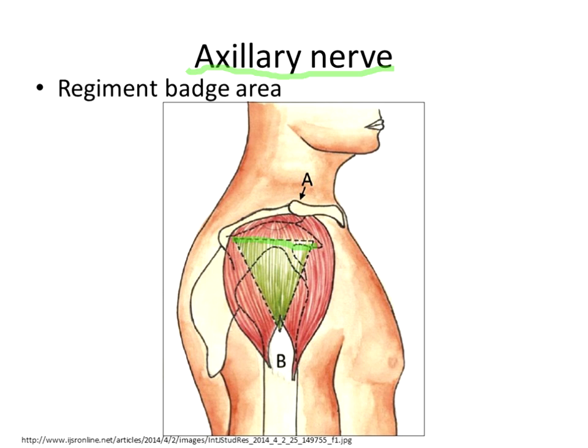The axillary nerve wraps around the surgical neck of the humerus, and in cases of shoulder dislocation, the nerve may become stretched, giving rise to anesthesia or loss of sensation in the regimental badge area.